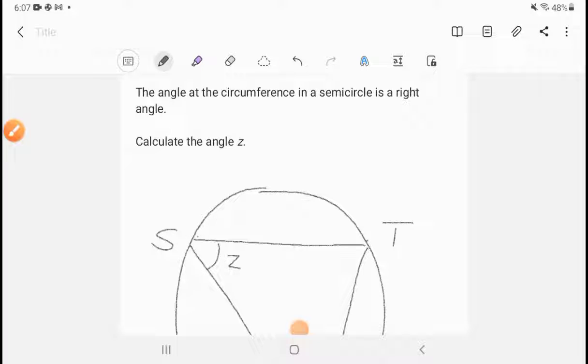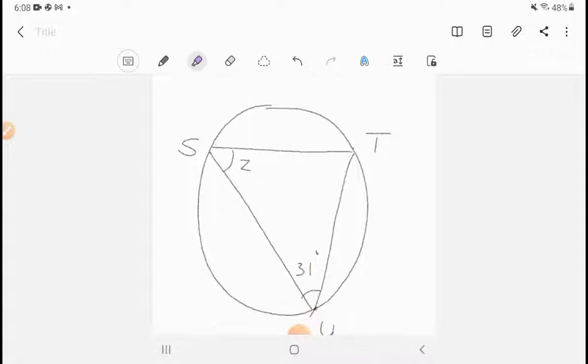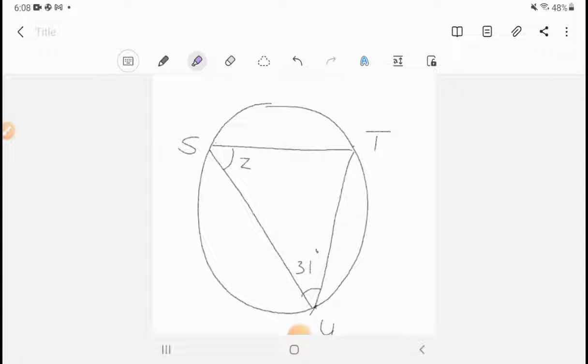We will be looking at applying the theorem which says the angle at the circumference in a semicircle is a right angle. The angle at the circumference in a semicircle is a right angle. What is important here are the keywords: circumference, which tells us the outer parts of the circle, and knowing that it is 90 degrees. In this case, this is going to apply to this angle right here, this angle by T.